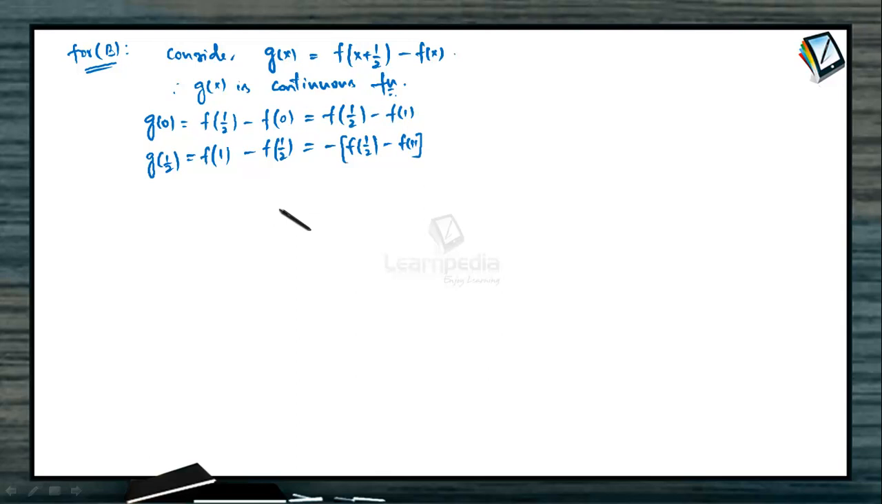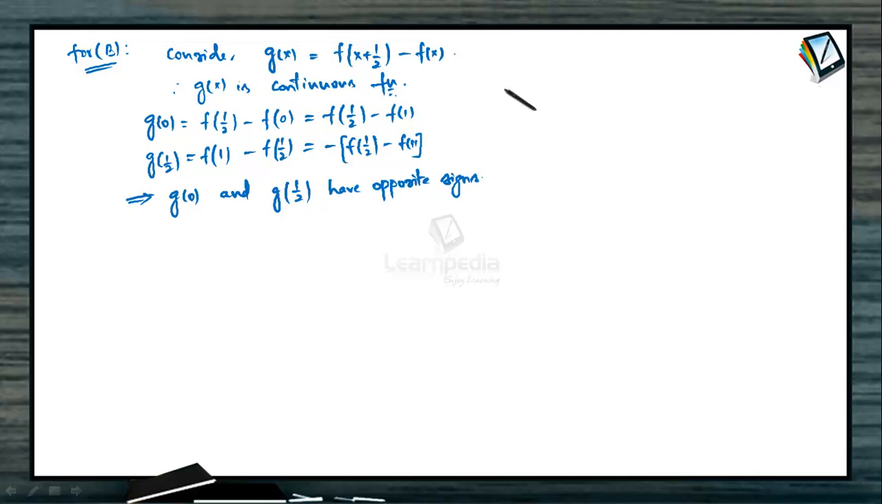What did we observe here? This is the negative of this expression. Then g of 0 and g of half, one of them is f of half minus f of 1, then the other one is negative of that value. So can we say g of 0 and g of half have opposite signs? Now g of 0 and g of half has opposite signs.